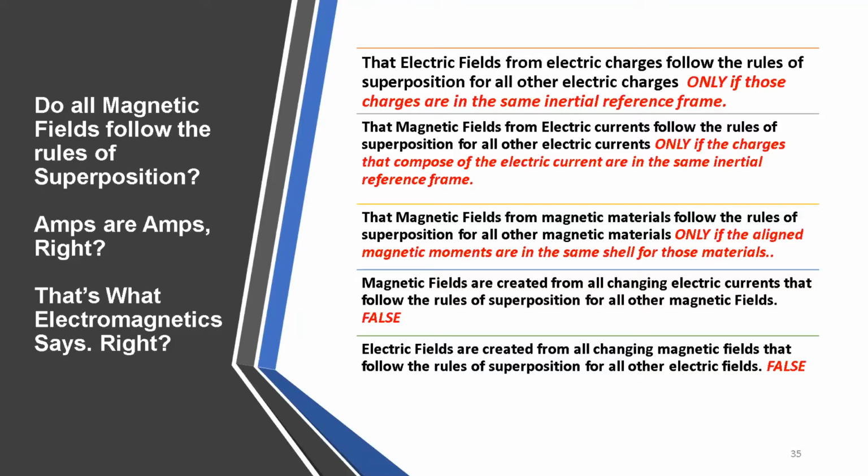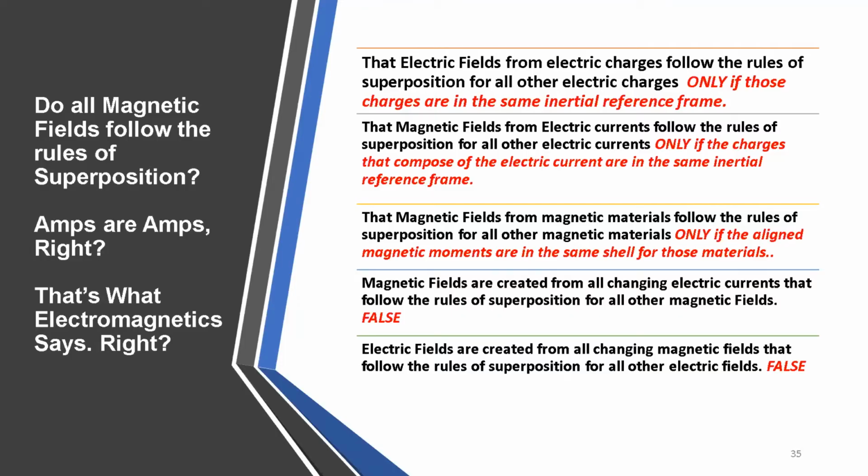Which comes down to the other thing I have here, which is amps, right? Because is an amp in a copper conductor the same as an amp in a CVD ribbon? Of course not, but of course it was like that in Riddick, I guess, the movie. And that's what electromagnetics says too, but it's wrong.